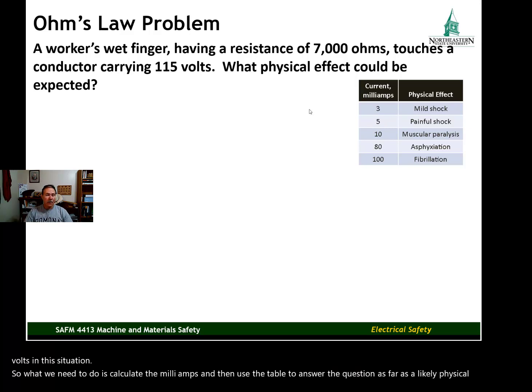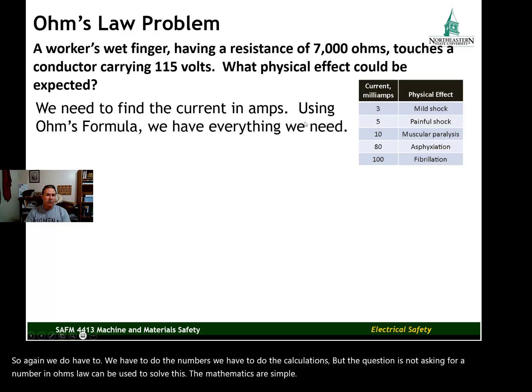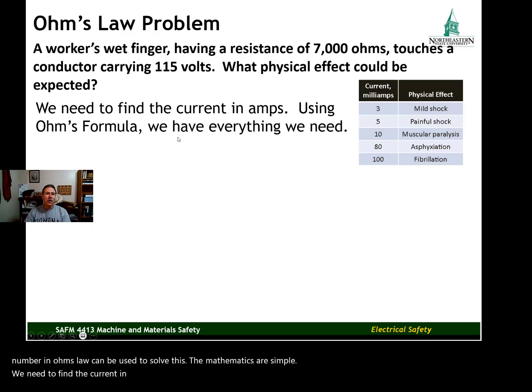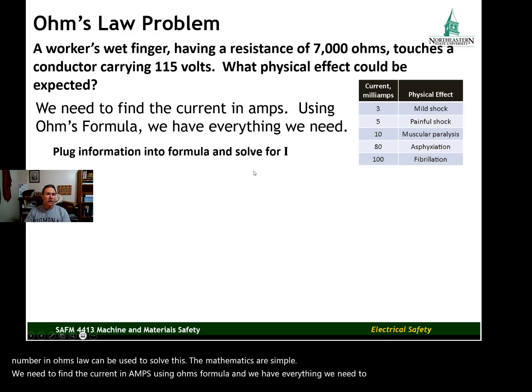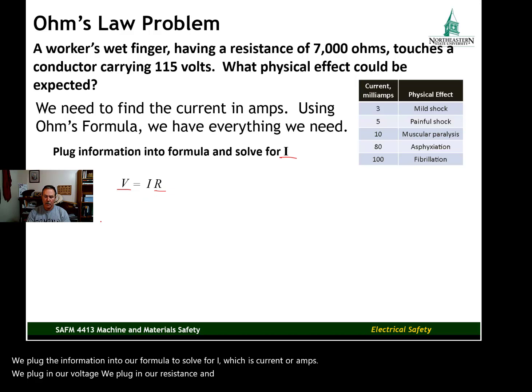So again, we have to do the calculations, but the question is not asking for a number. Ohm's law can be used to solve this. The mathematics are simple. We need to find the current in amps using Ohm's formula, and we have everything we need to solve the problem. We plug the information into our formula to solve for I, which is current or amps. We plug in our voltage, we plug in our resistance, and then we can solve for I.